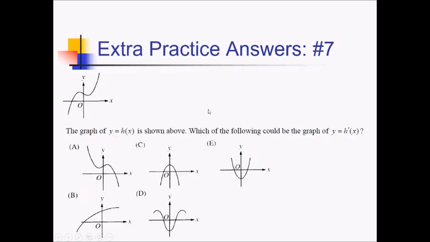On this one, we are given the graph of y equals h of x right here, and we want to know which of these graphs below could be the graph of h prime. Okay, so let's take a look at a few key features here. One thing I notice right away is that the graph of h has 2 extrema. That means that h prime is going to cross the x-axis twice, 2 zeros.